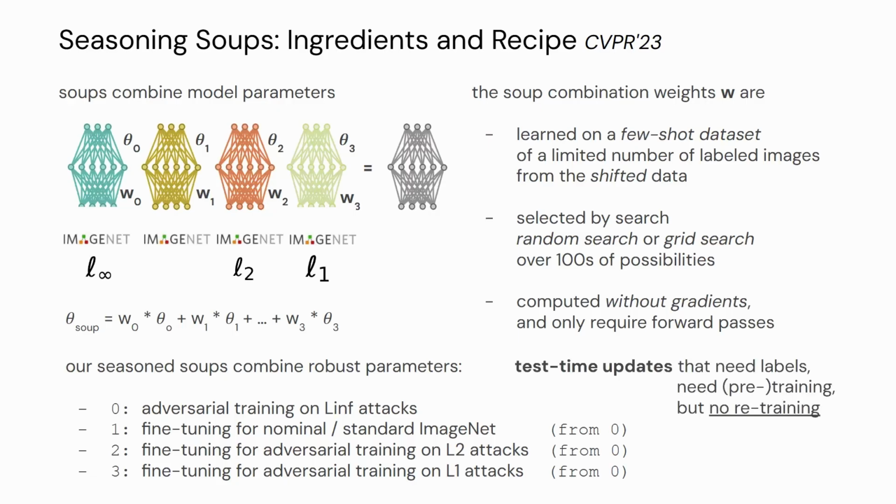So this isn't test time adaptation in the same way I told you about with no labels, but it's still a kind of test time or post-training update, right? We need labels. We need this kind of pre-training to have multiple models, but we don't need any retraining. No further gradients are taken during testing. We're just remixing these W's.